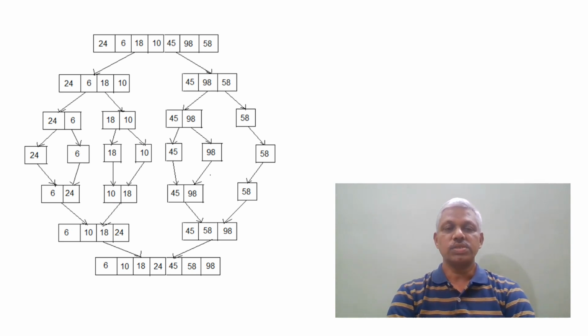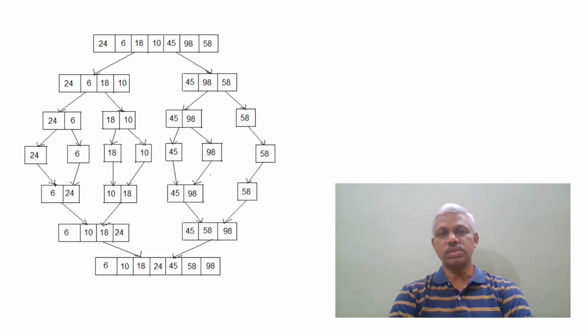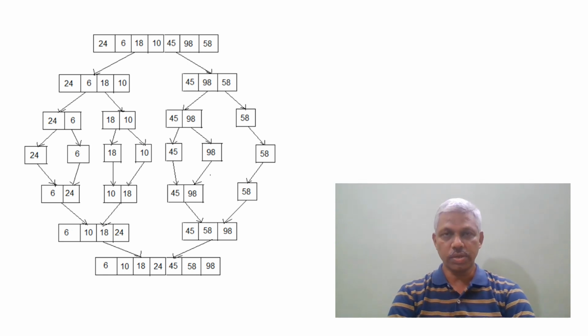Again, for merging 48, 45, 98 and 58, compare the first two elements 45 and 58, 45 being the least, 45 is copied into the first location. Of the remaining elements 98 and 58, 58 being the least, 58 is copied into the second location, and then 98 is copied into the third location. So like this, the subarrays are merged, and new subarrays are created.